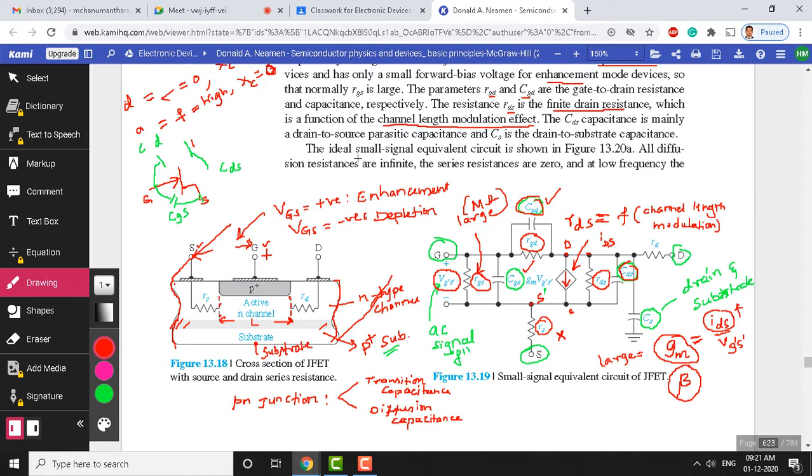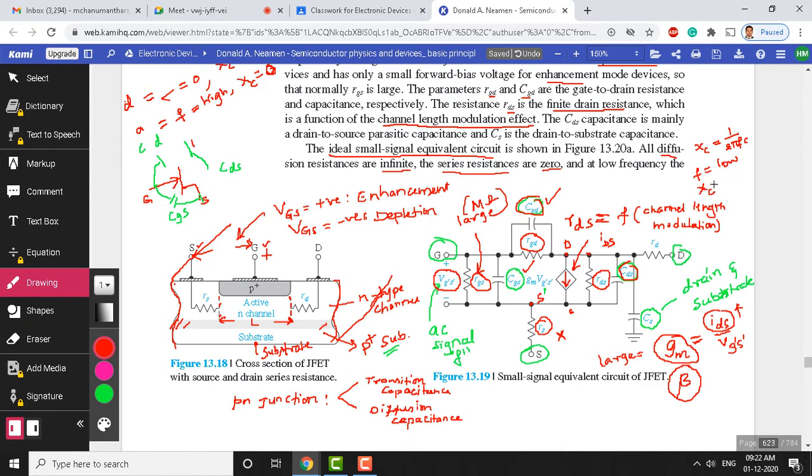To draw the ideal small signal equivalent circuit, the first step is that all diffusion capacitances are infinite and the series resistances are 0. What will happen to the capacitive reactance XC at low frequency? XC is equal to 1 by 2 pi FC. When frequency is low, what will happen to XC?